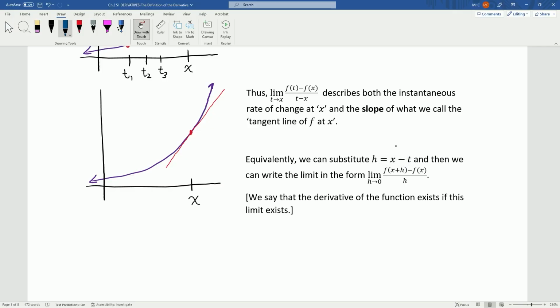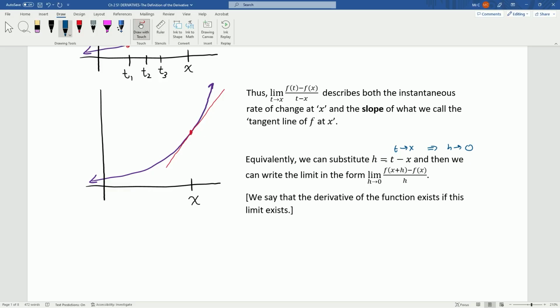Well, since t is approaching x, then that's going to imply that h approaches 0 because h is x minus t. I should have put t minus x there. Let me correct that real quick. That should say t minus x. So then when we make this substitution for t minus x, our denominator becomes just h, and h is approaching 0. But now, since our limit isn't going to involve t, we make one more little substitution.